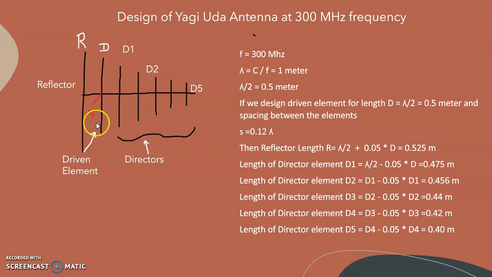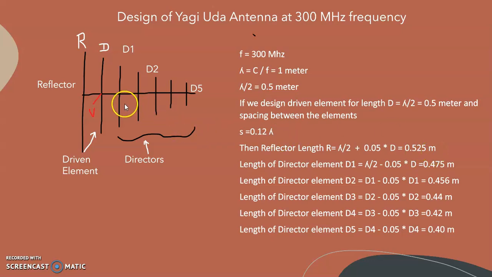Let the spacing between these elements be 0.12 lambda. Actually, you can take the spacing between 0.10 lambda to 0.14 lambda. Now, the reflector length is always 5% more than the driven element. So we calculated the reflector length as lambda by 2 plus 5% of the driven element, so it comes to around 0.525 meter.